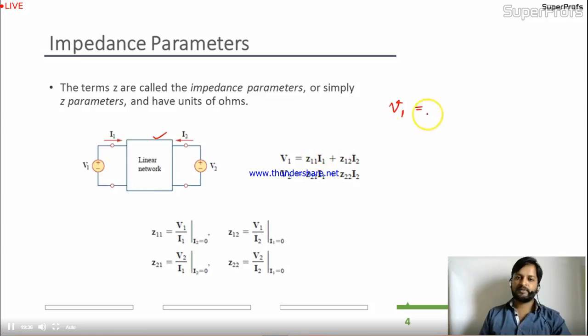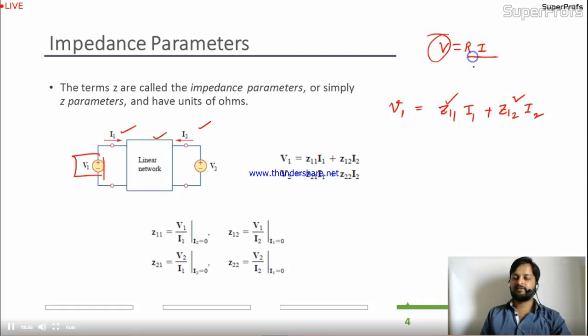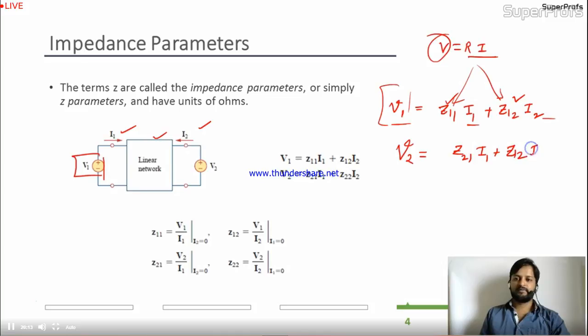So for this port, Z parameters are given by V1 equal to Z11 I1 plus Z12 I2. See, V1 is given in terms of I1 and I2. For I1 it's taking Z11, and I2 is taking Z12. This is similar to V equal to Ri, means we are writing the voltage equation in this form. Because we are facing two currents in the two-port network, we can denote V1 in terms of two currents. What about V2? V2 is also Z21 I1 plus Z22 I2. This is the equation given for the Z parameters.